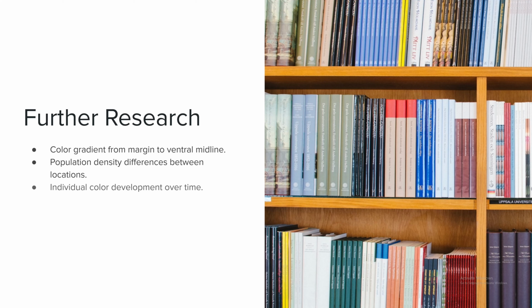Some ideas for future research: you could characterize the color gradients, like in that newt that we saw at the Lowell site. It had that dark line running down the middle and it faded to yellow and then orange, but the one on the coast was mostly just a monotone orange. It'd be interesting to look at the difference in color gradients. It'd be interesting to look at population density differences between the coast and the valley. And it would also be interesting to look at individual color development over time.